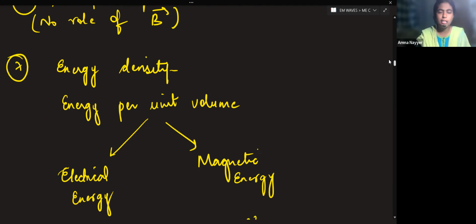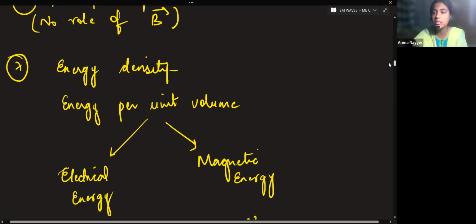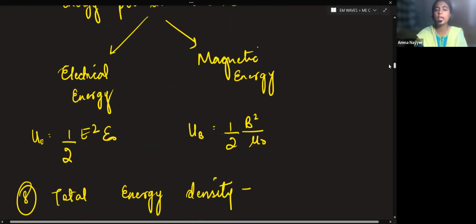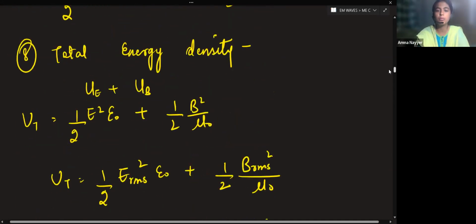Energy density. Energy density is basically energy per unit volume. Whatever the energy is, divided by the volume, will give you the energy density. It has an electrical energy component as well as a magnetic component. The electric field's component will give you electrical energy, and the magnetic field's component will give you magnetic energy. So this is the energy density. The formula for electrical energy from electrostatics is half epsilon naught E square, and magnetic energy is half B square divided by mu naught. If you combine both of these, this will give you half epsilon naught E square plus half B square divided by mu naught.